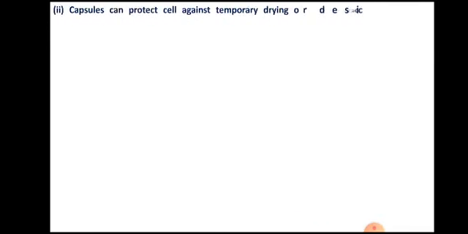The second function of capsule is protection. It gives protection to the bacterial cell from dehydration conditions. That is, it can protect the cell against temporary drying and desiccation, because this capsular material has the ability of binding to water molecules.